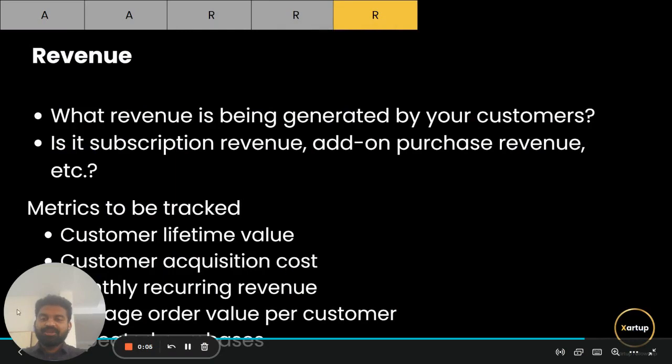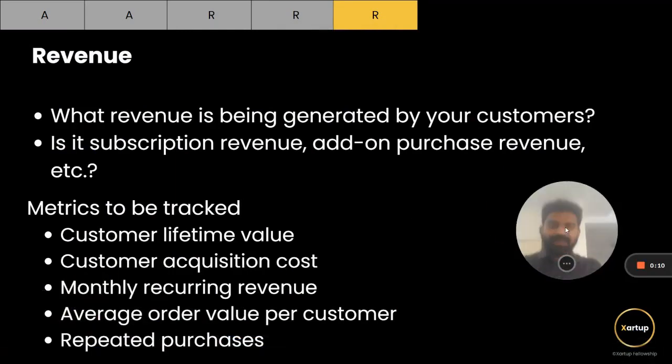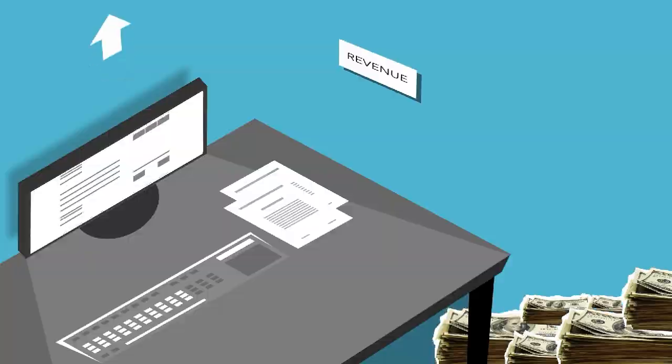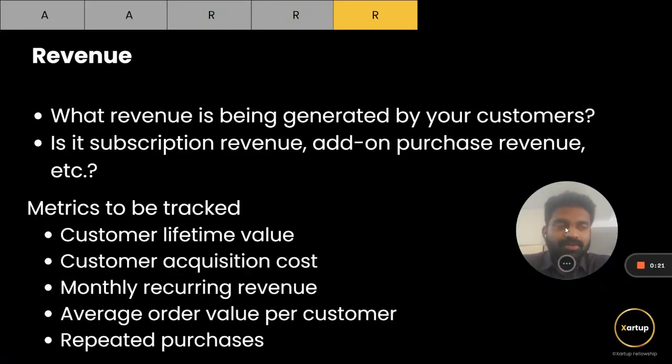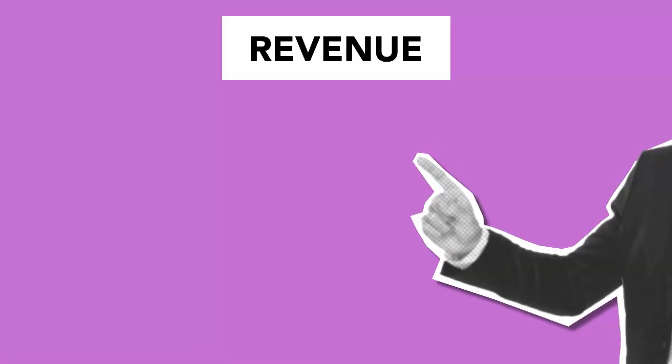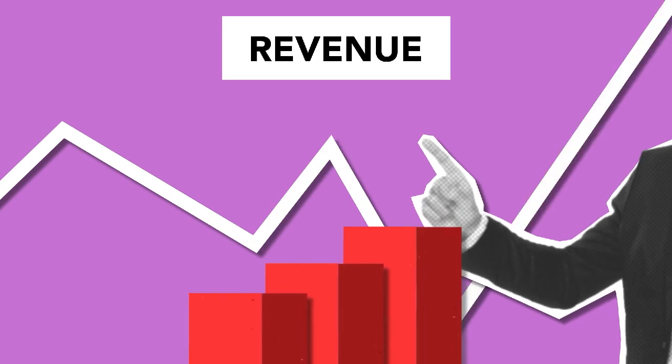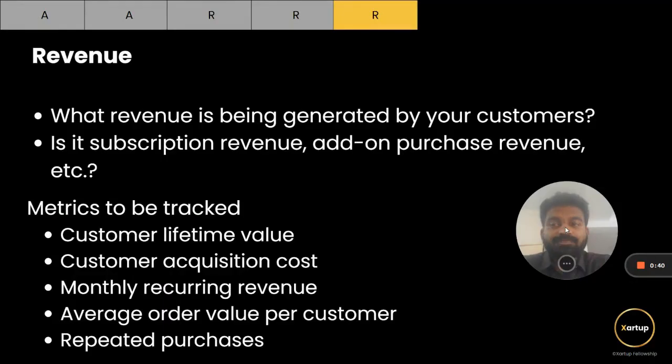Hi guys. In this video we'll be talking about revenue, the last R in our AARRR framework. In this stage we need to understand, as a product or a service, how revenue is being generated by our customers. What kind of revenue is it, a subscription revenue or add-on purchase revenue, etc.? What kind of revenue are we actually generating and how is it being generated by the customers? It is the stage where we track the revenue given by the customer.